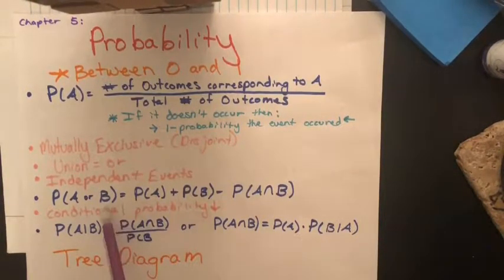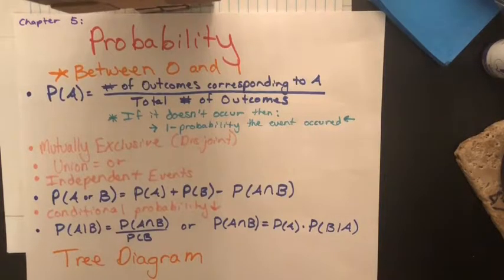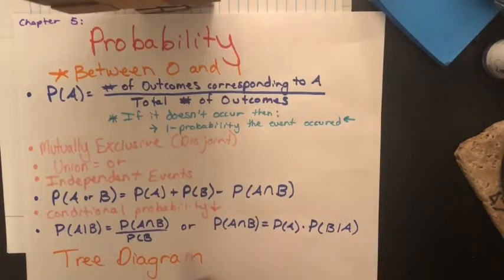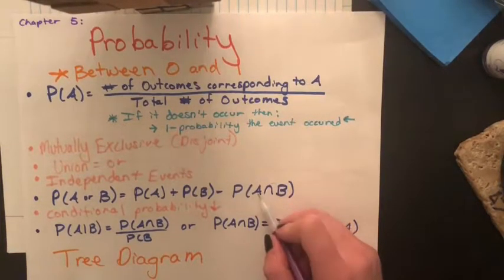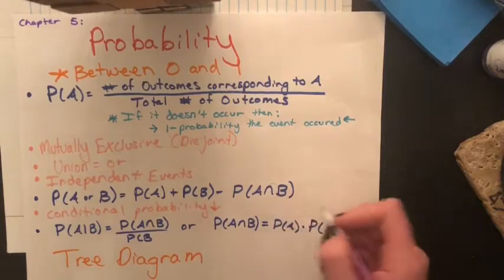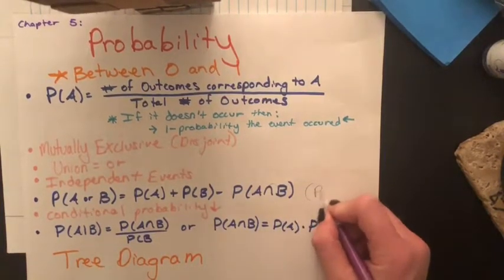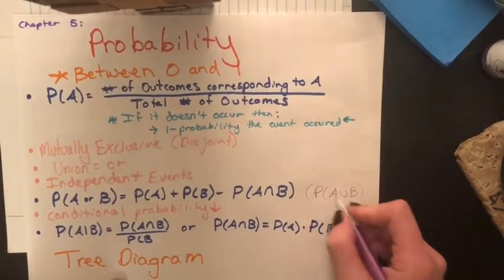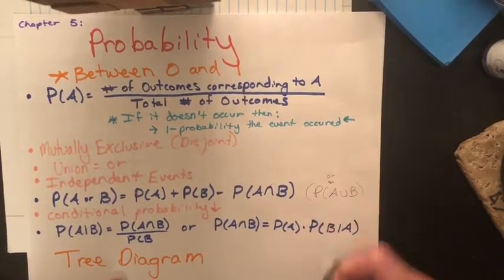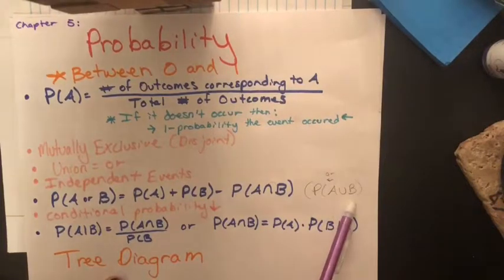If you want to find the probability that A or B will happen, you're going to do probability of A plus probability of B minus the probability of A and B. This sign means and. I remember that because it looks like an N, and so you kind of say A and B. And then or is going to be P of A like that. That's going to be or, and it's just a U.